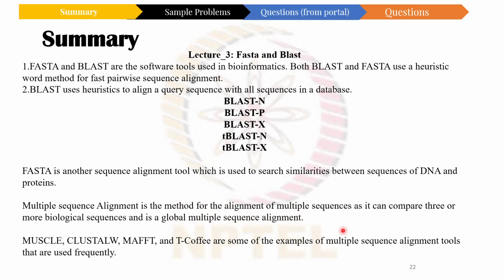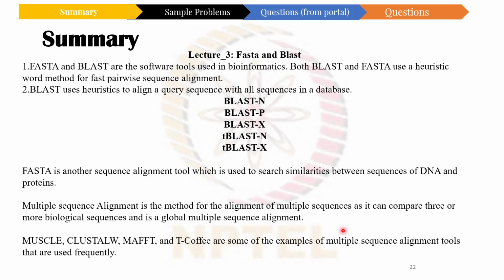Next is multiple sequence alignment, which is a method for aligning multiple sequences. Till now we have discussed aligning two sequences at a time, that is dot plot, the Needleman-Wunsch algorithm, or the Smith-Waterman algorithm. Multiple sequence alignment is a step forward. It first aligns the most closely related pair of sequences, then goes for the next most similar one, and so on, as it contains more complicated and sophisticated algorithms.